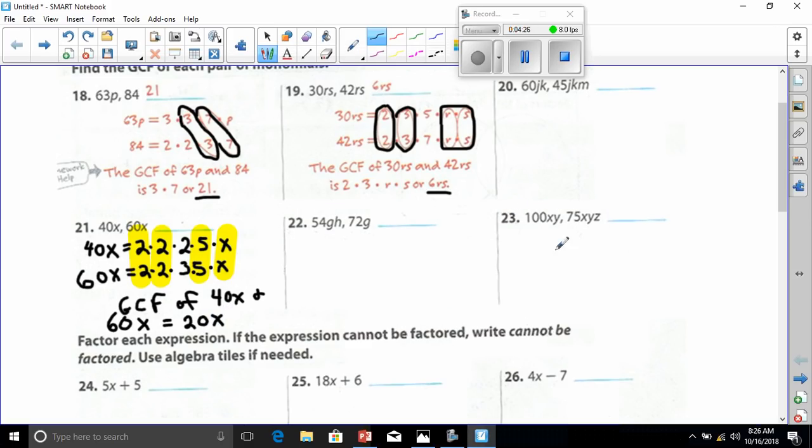All right, let's go to number 23. 23, we've got 100xy and 75xyz. Well, 100 can be divisible by 2, which gives me 50. 50 is divisible by 5 and 10, so I could put 5 here, and 10 is divisible by 5 and 2. So 2 times 5 is 10, 10 times 5 is 50, 50 times 2 is 100. And then we have x and y.